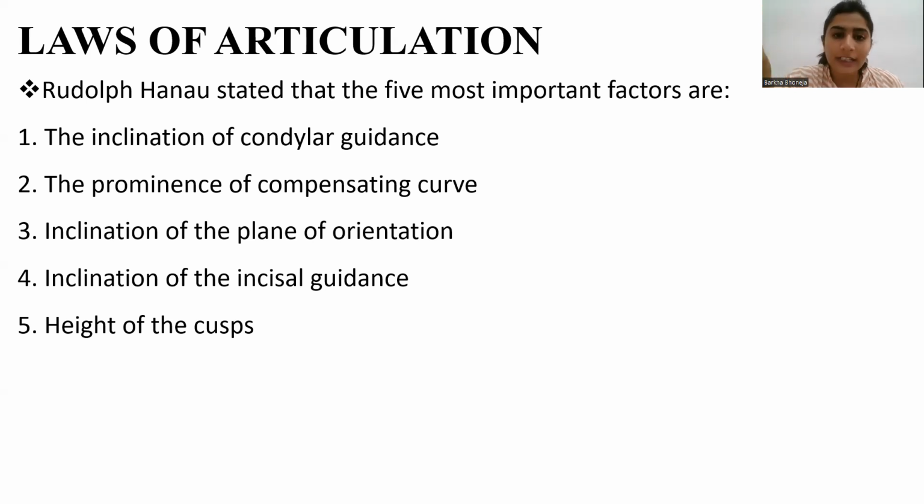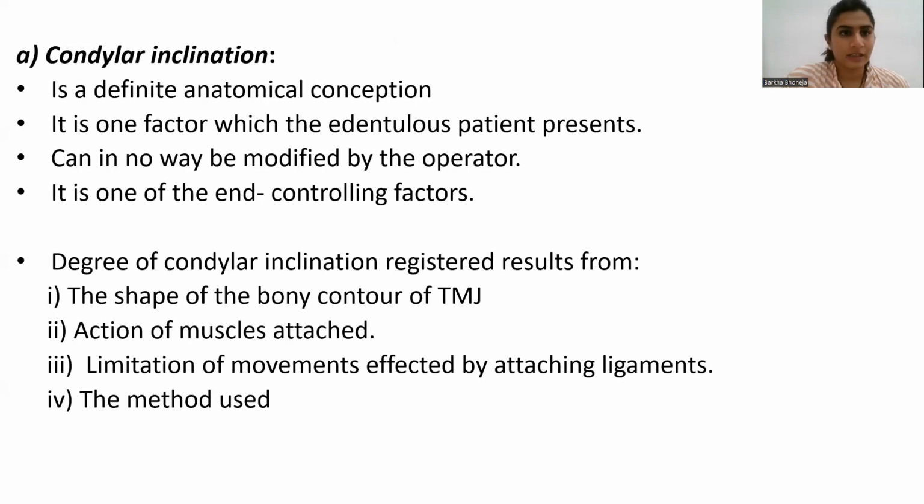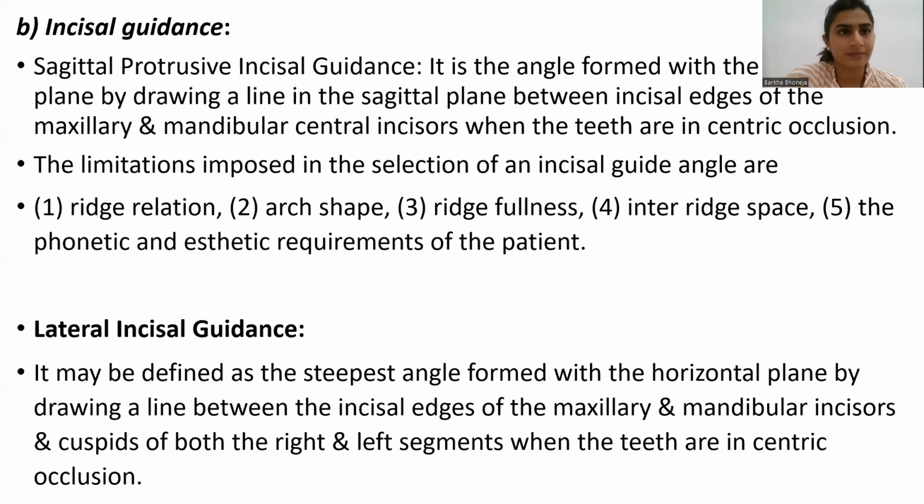So cusps of the teeth also influence your articulator. Now, we are going to very briefly go over it. Condylar inclination is a definite anatomical conception. It is one factor which the patient represents, can in no way be modified by the operator. It is one of the end controlling factors. Condylar inclination is given by the patient, so we cannot change it.